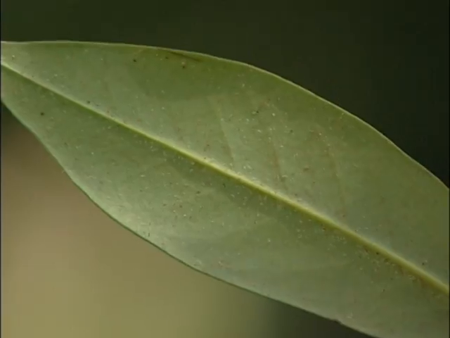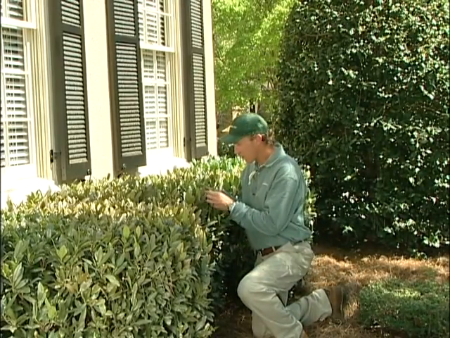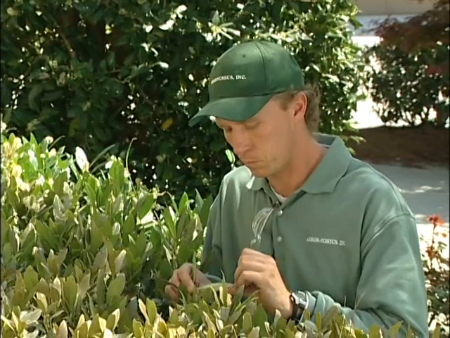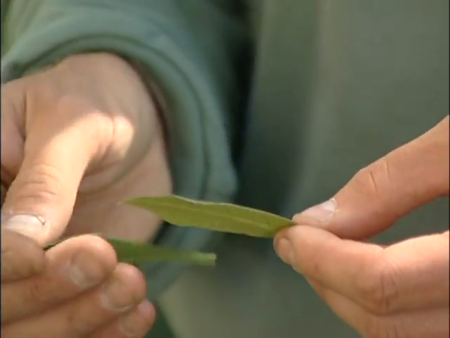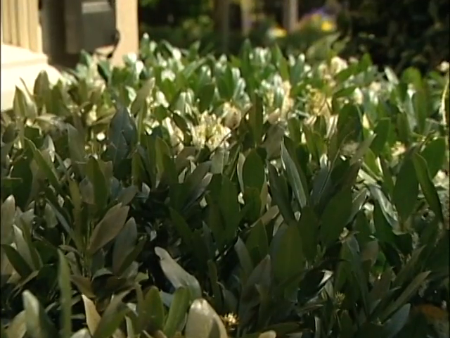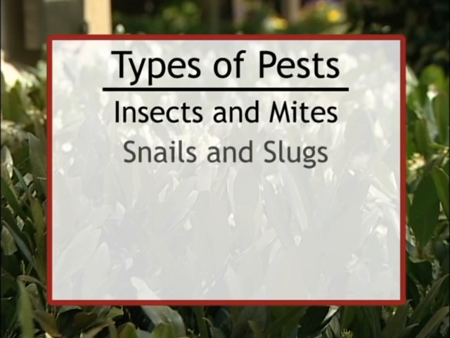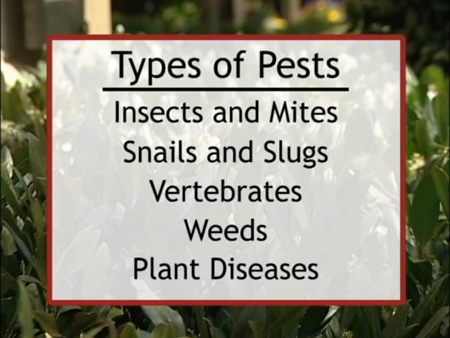The first step in solving a pest problem is to understand what is causing it. Use of pesticides should only be considered after careful evaluation of the pest problem. It doesn't make sense to spray a fungicide for an insect problem. Yet, this often happens when the cause of the problem isn't properly identified. Pests are placed in one of 5 groups: insects and mites, snails and slugs, vertebrates, weeds, and plant diseases.